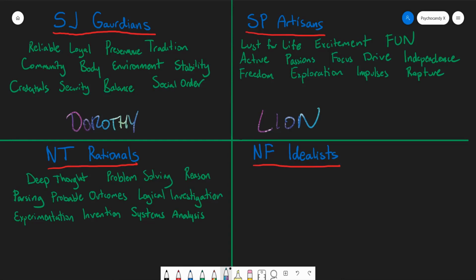All right, so now the NTs, or the rationals. From a very young age, these people will be driven by an insatiable hunger for more knowledge and more information. Anything that can be added to their very logical frameworks of minds excites them and stimulates them. And because we're dealing with the N, so the intuitive aspect of the MBTI, they're going to be more interested with the conceptual and abstract, and that will influence their thinking and their deep thought as well.